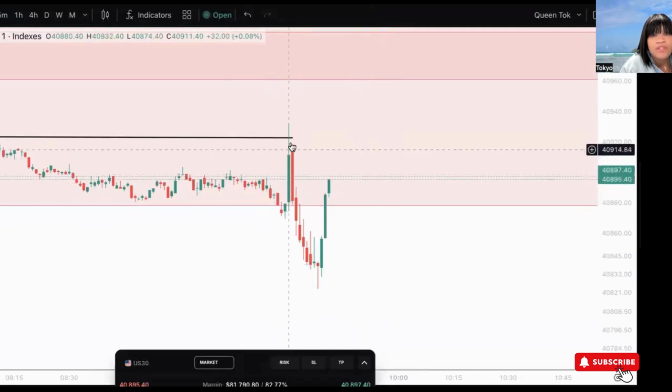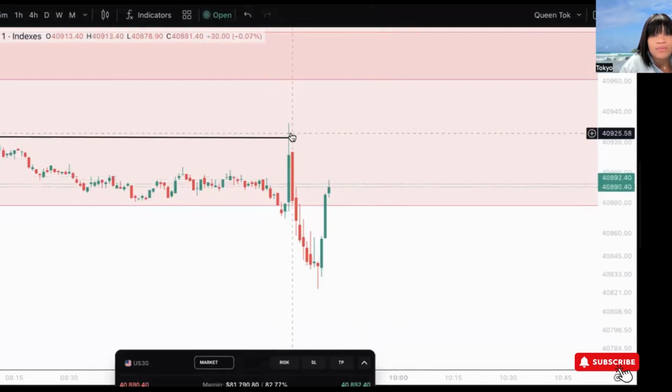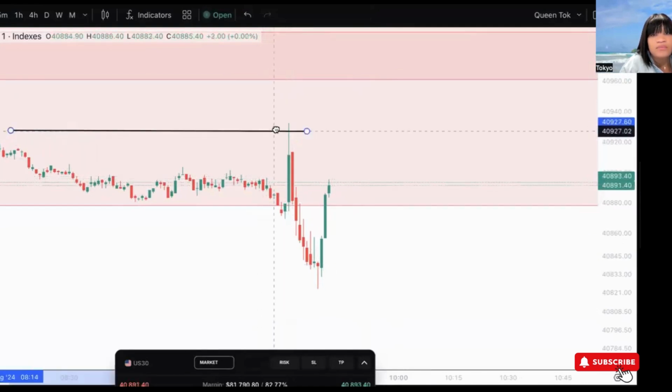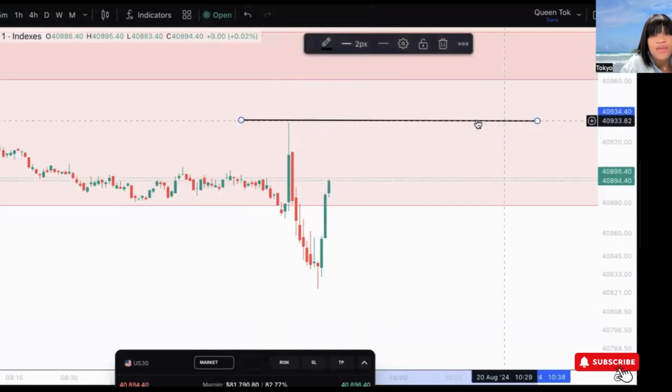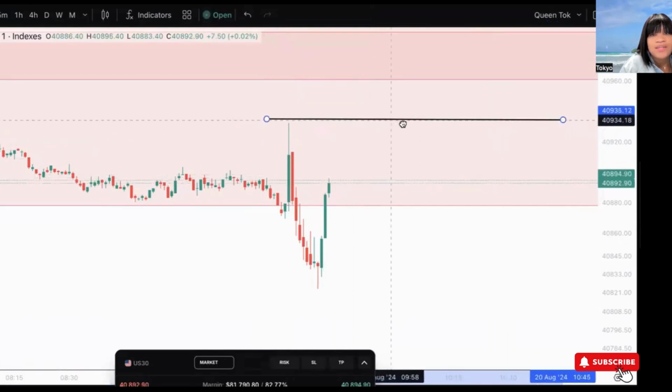As you can see, this was a sweep, right? We had a sweep here before price started to go down. This was at 9:30 a.m. I would like to see us take this high out.